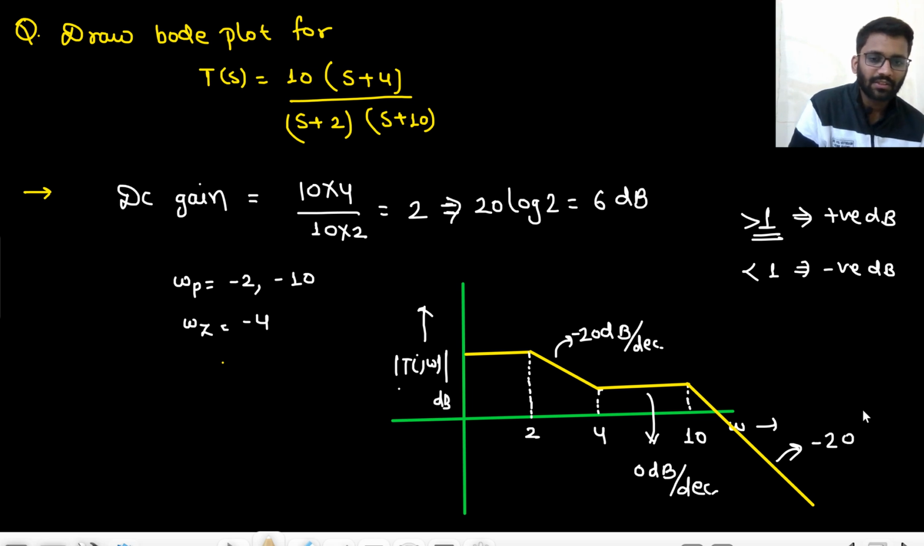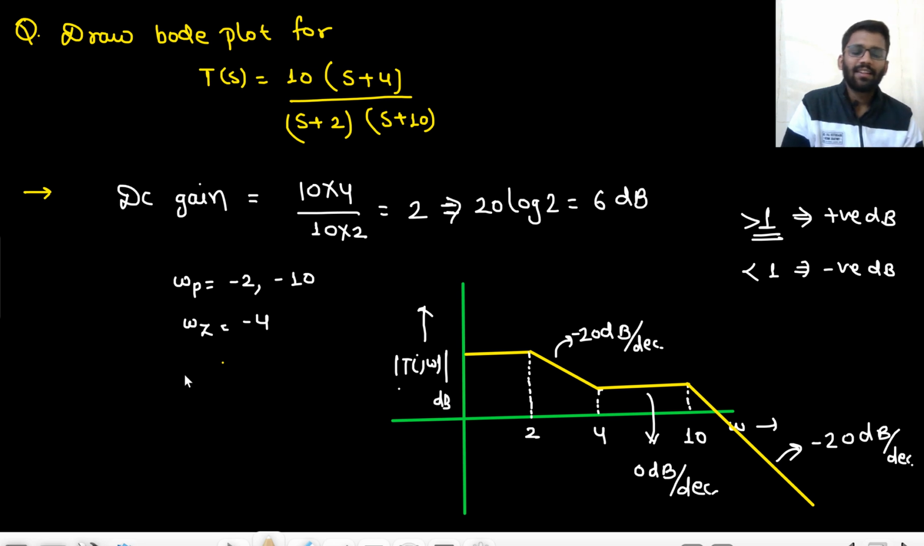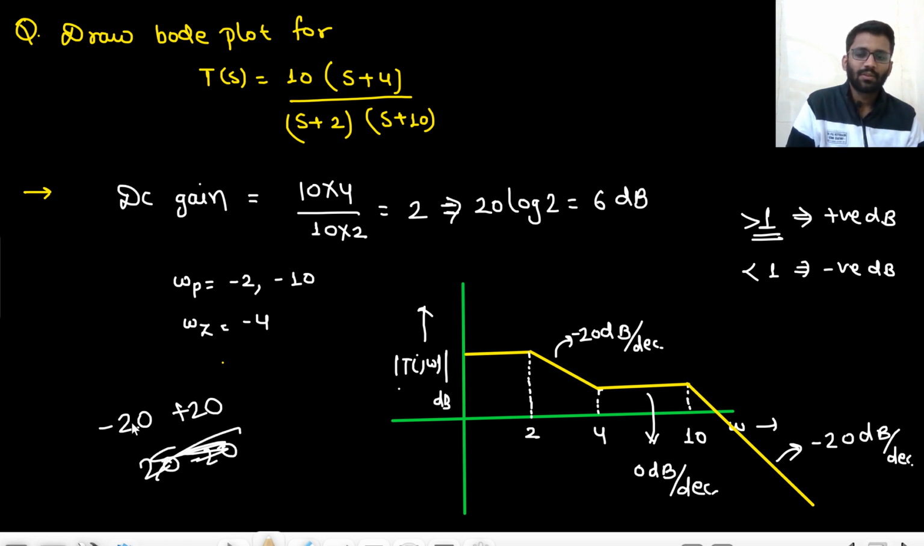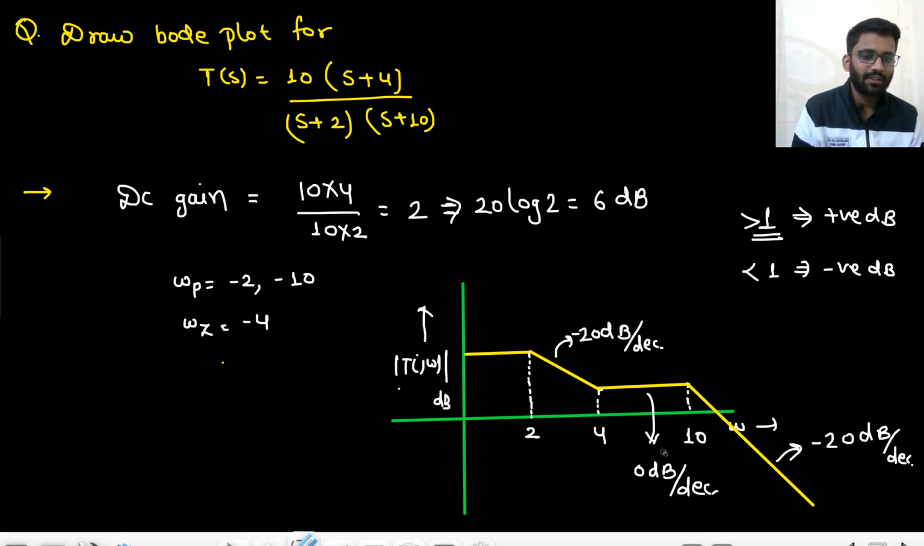Oh, this was minus 20. Sorry. Here I said 20 minus 20. I'm really sorry for that. A pole will give you minus 20 and a zero will give you plus 20. So it will become 0 here. I wrote 20 minus 20, that was wrong. Pole will give you minus 20 and zero will give you plus 20. So minus 20 plus 20 will be 0. So this is minus 20 and this is 0 dB, and then again minus 20 dB per decade. So the slopes will keep on adding up.